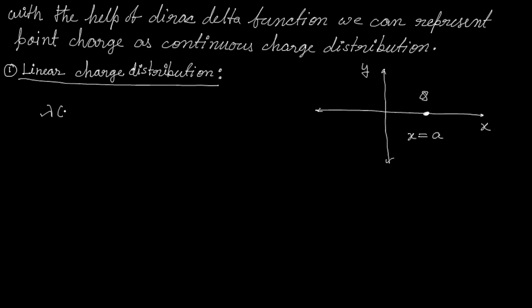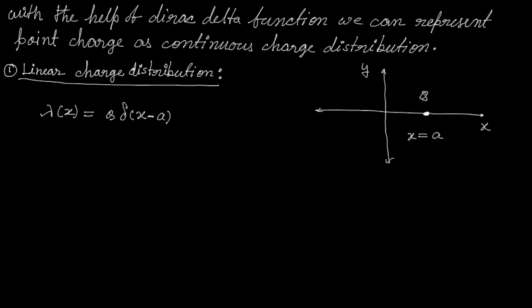That means since this charge is distributed on the x-axis, we can write charge per unit length on the x-axis, lambda as a function of x, in this way: q, the amount of charge, multiplied by the Dirac delta function at the position of the charge, q delta x minus a. This will give you linear charge distribution. So how will it give you linear charge distribution?